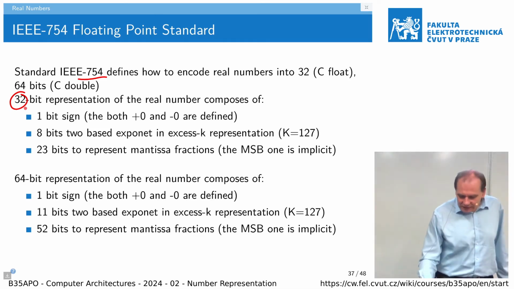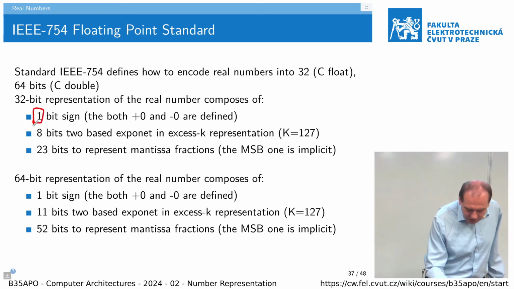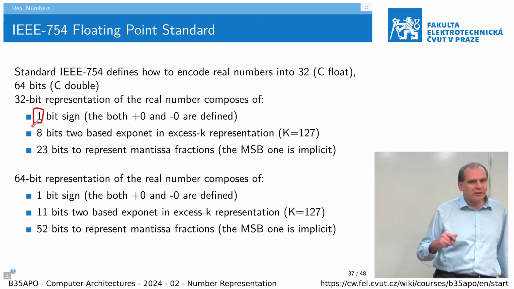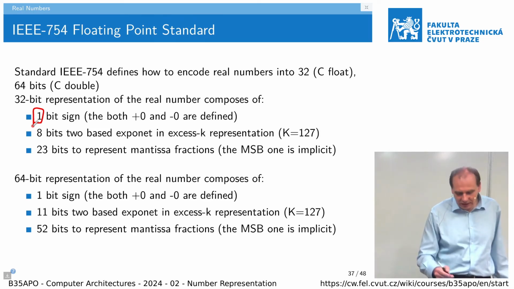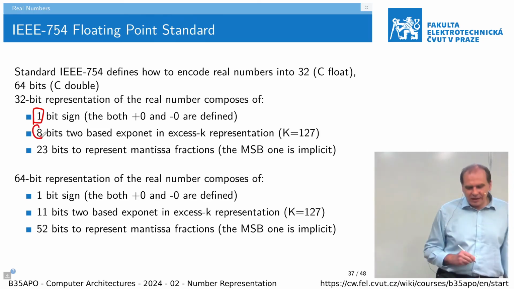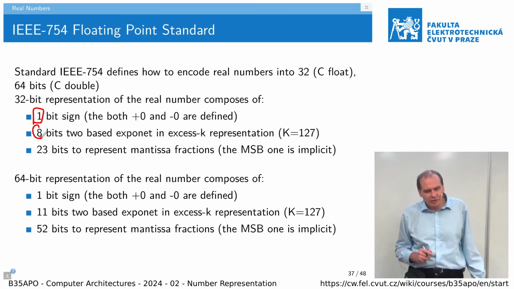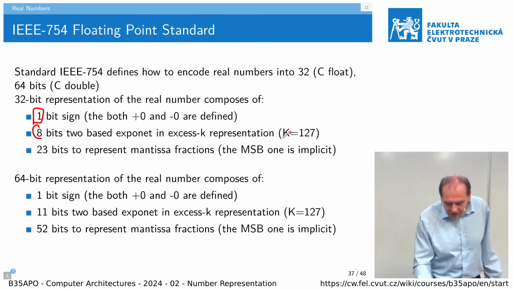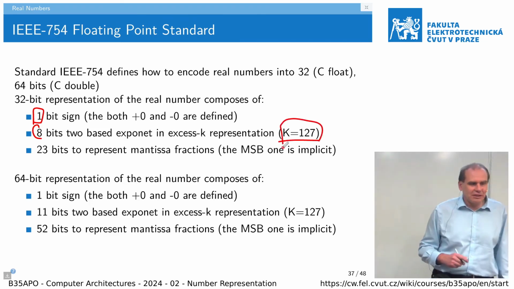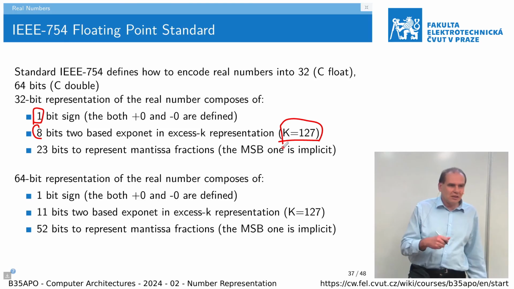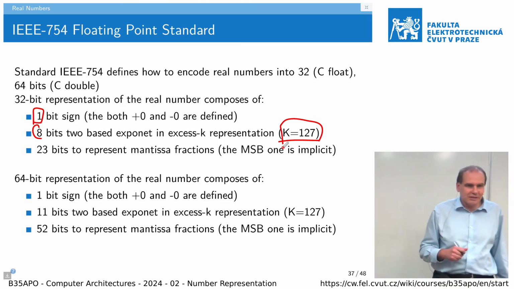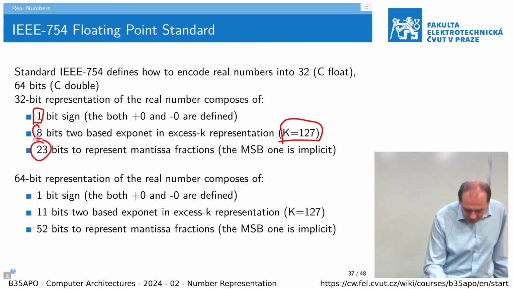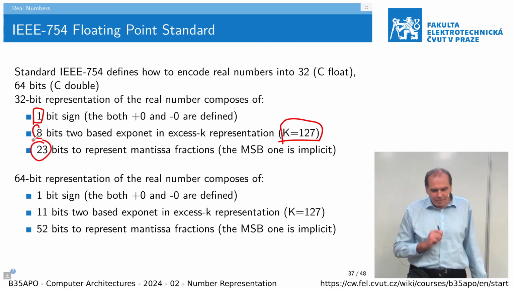And in this case, we use 1 bit for the sign representation. So in fact, we use a direct representation of the sign. Then we use 8 bits to store the exponent, but the exponent is in this case not stored in the two's complement, but in the excess k representation. So in fact, it is the arithmetic value plus 127. And then 23 bits are used for the mantissa.